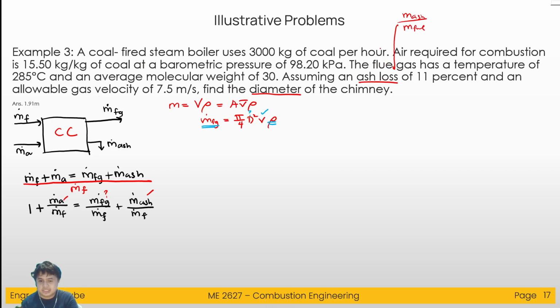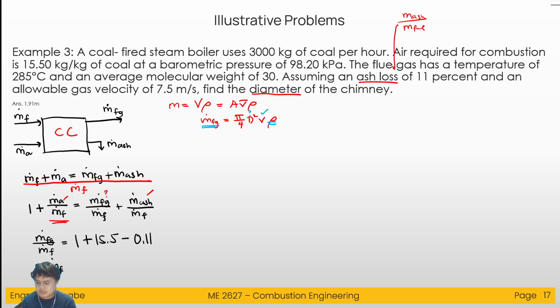Okay, so if they say this is 11%, again, you have 100 kilograms of fuel, 11% of that will become ash, or in other words, that is also the ratio here. So we can find MFG, the mass of the flue gas per fuel. We transpose everything, just a little bit of algebra here. So 1 plus 15.5, which is the air fuel ratio, and then you transpose this to the other side, so this will become negative, minus 0.11, which is the ash loss.